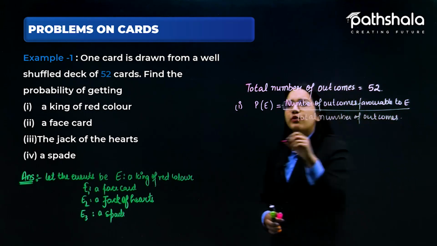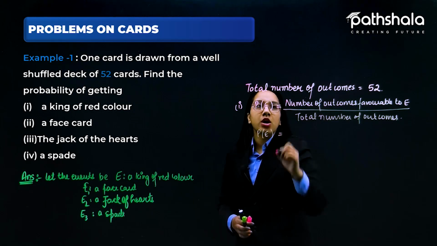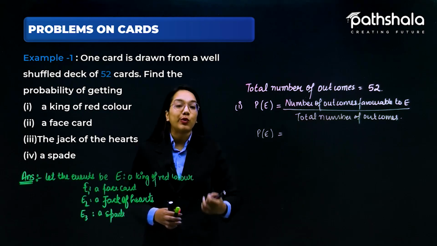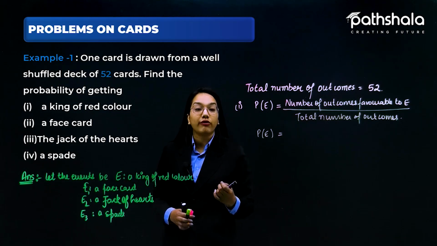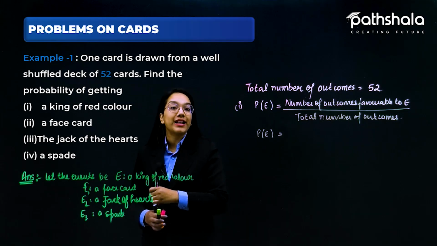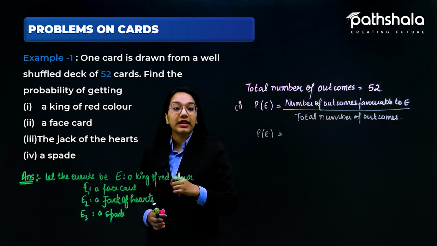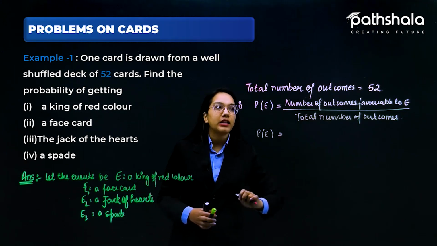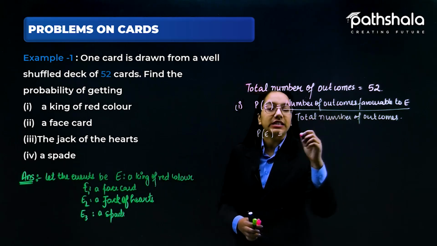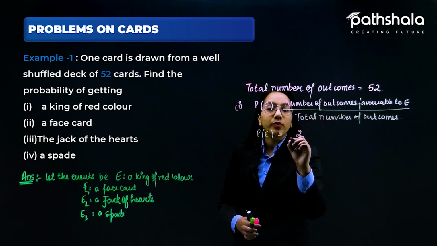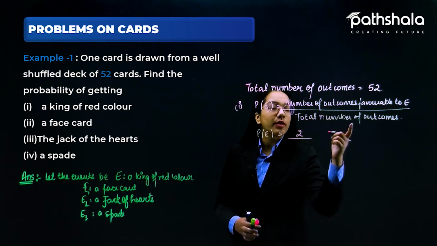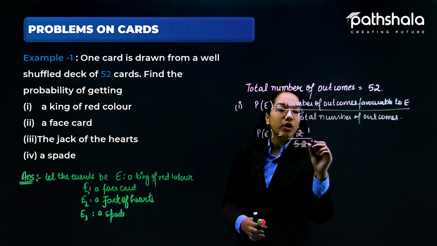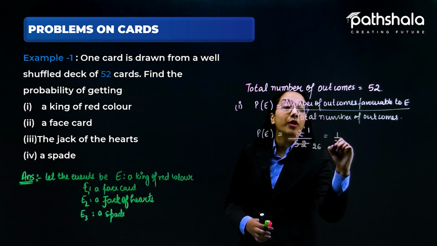So let's just plug in all the values. First of all, in a deck of 52 cards, how many kings of red color are there? We know that there are two suits which are red, heart and diamond. So in a heart and in a diamond, we have two kings of red color. So the number of outcomes favorable to E is 2, divided by the total number of outcomes, 52. Let's sort it out. 2 into 1 is 2, 2 into 2 is 4, and 2 into 6 is 12. So this is 1 by 26.